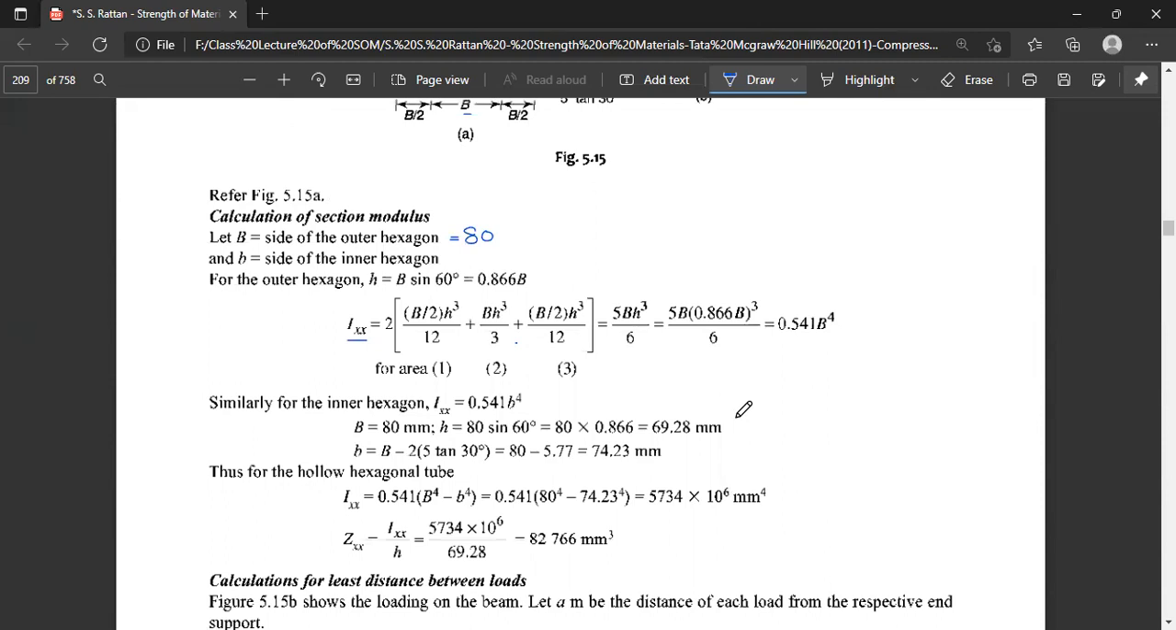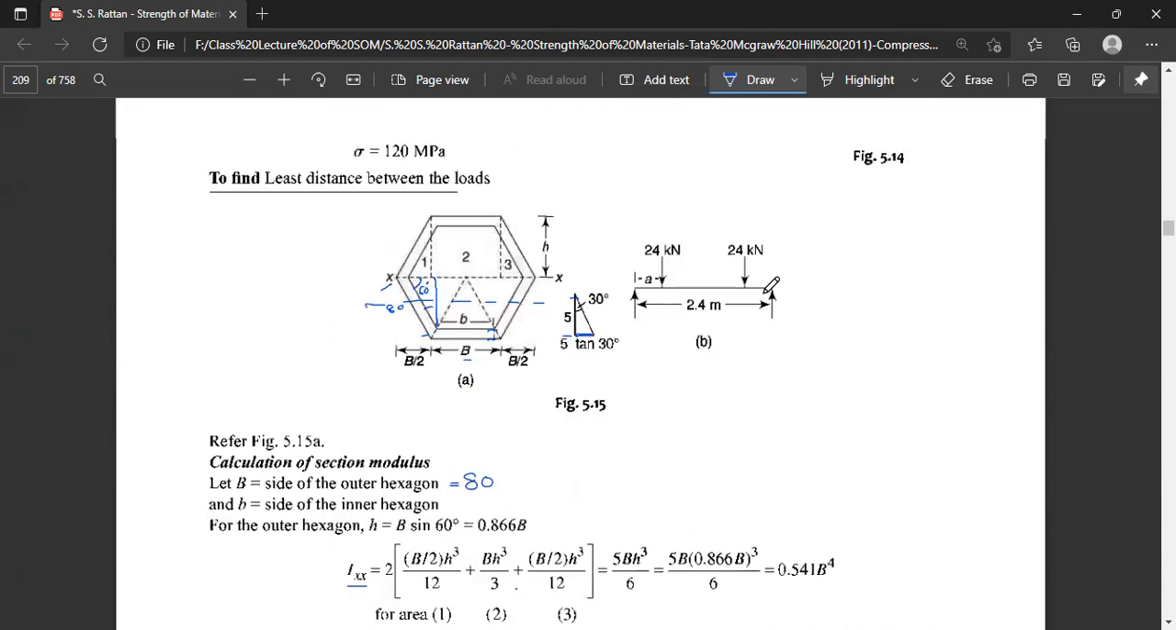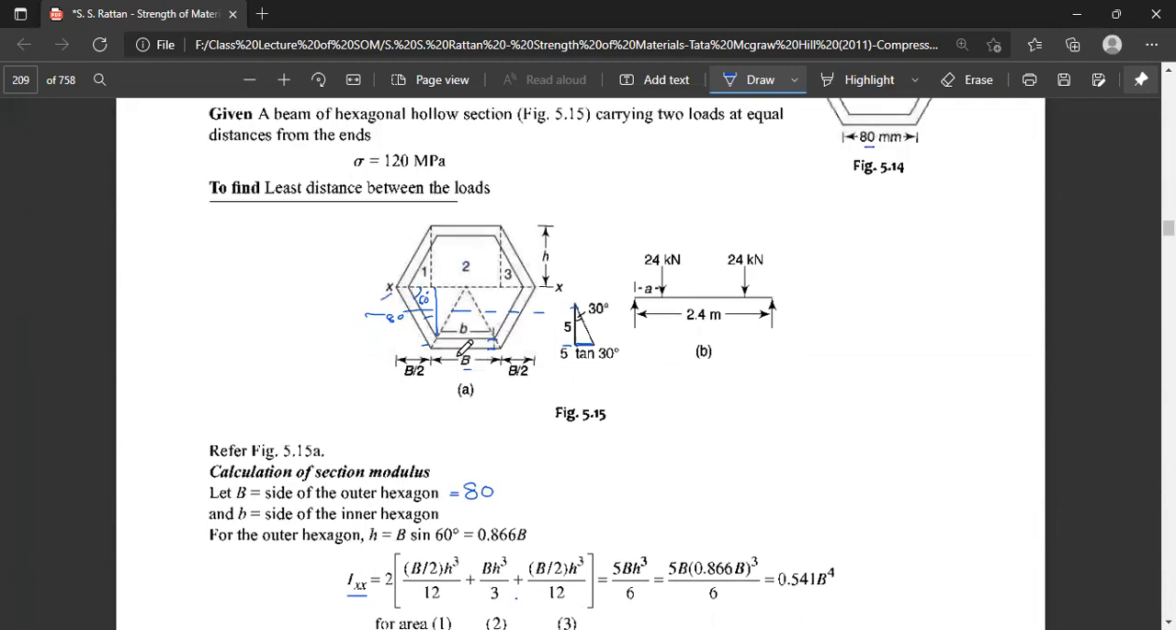Here, this problem's main concern is supposed to be to find out the moment of inertia of this rectangular section, which we have calculated by using this particular value of the section, where this is equal to the outer width of the hollow hexagonal section and the inner width of the hexagonal section. First, we have to find out the bending moment of the full beam, imagining there is no hole inside.